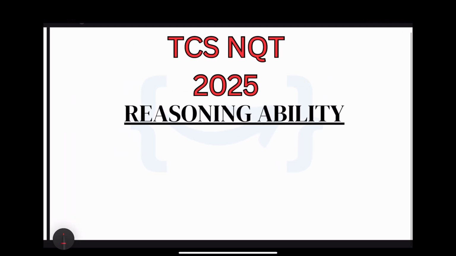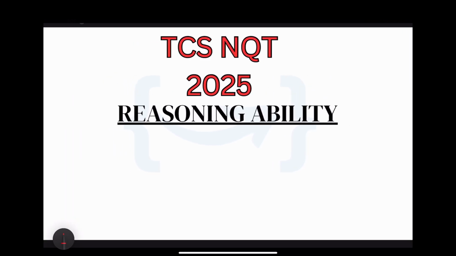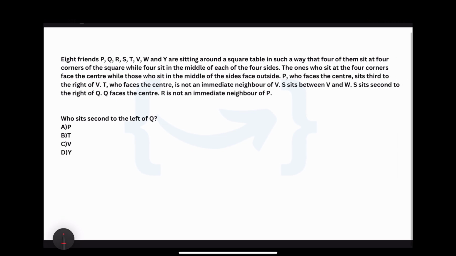Okay, now let's head on to the reasoning ability. So now 8 friends P Q R S T V W Y are sitting around a square table in such a way that 4 of them sit at the 4 corners of the square, while 4 sit in the middle of each of the 4 sides.